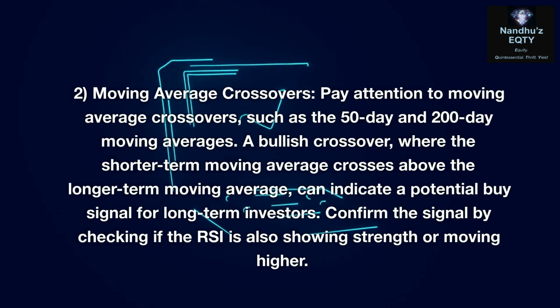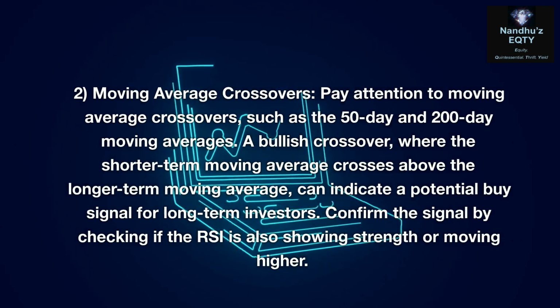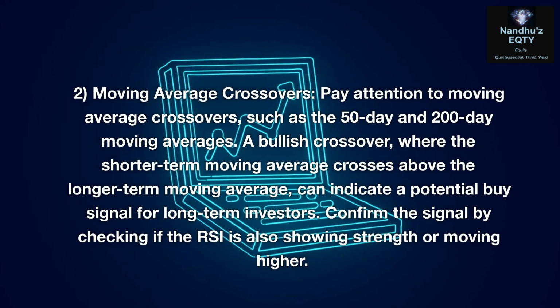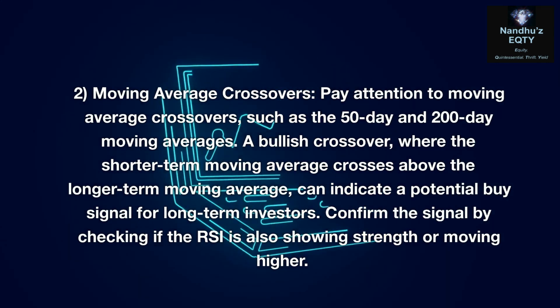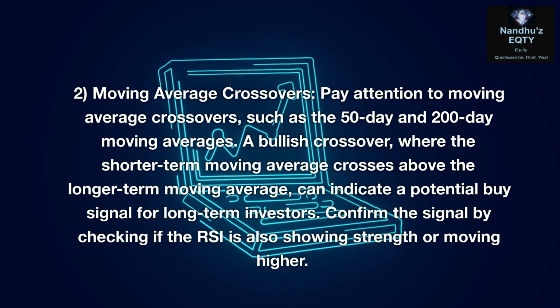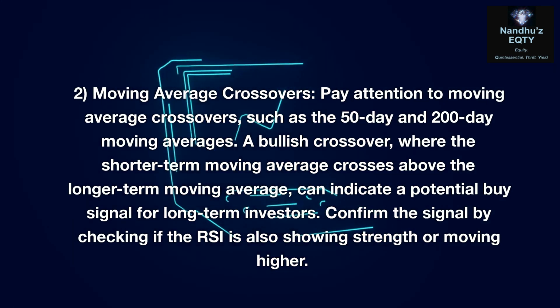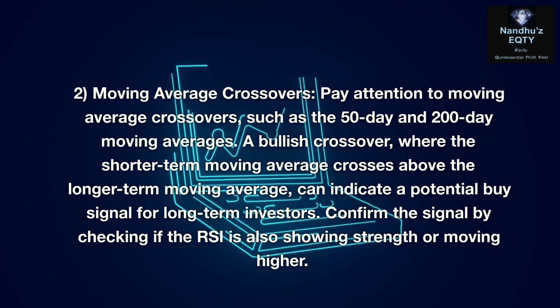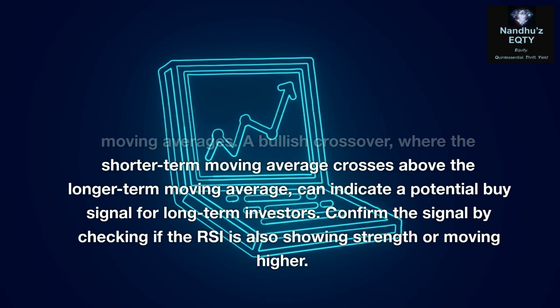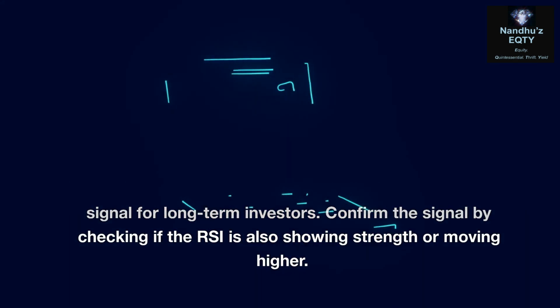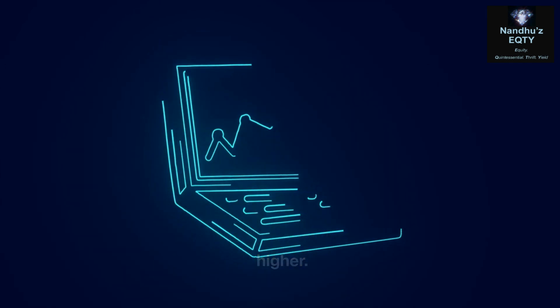The second thing is moving averages when they do a crossover. We have a golden crossover or golden cross, as we call it, when the 200-day moving average crosses the 300-day, or the 50-day moving average crosses the 200-day moving average. Those are quite bullish crossovers where the shorter term moving average crosses above the longer term moving average. This can indicate a potential buy signal for long-term investors, and confirm the signal by checking if the RSI is also showing strength or moving higher.